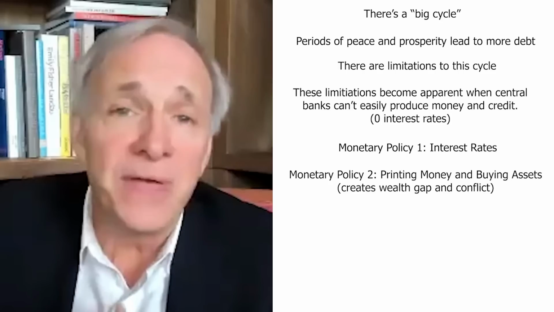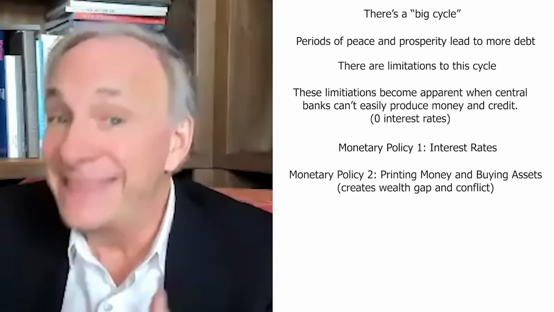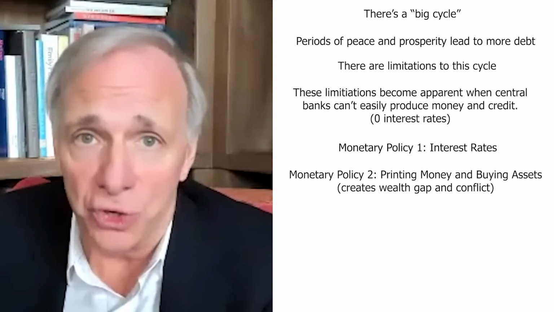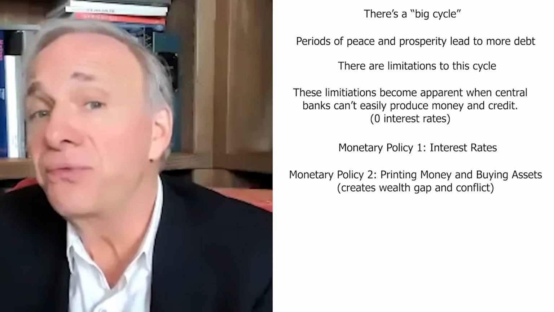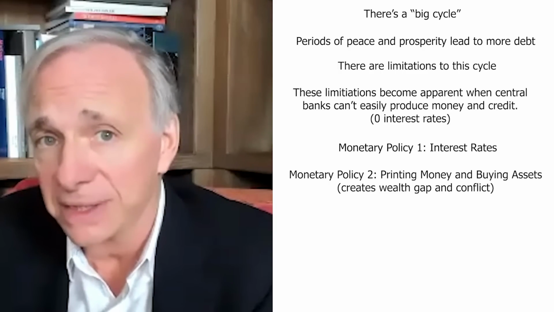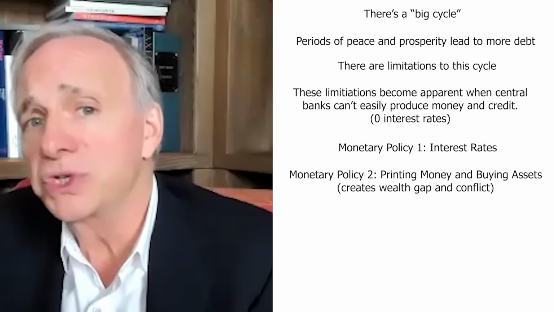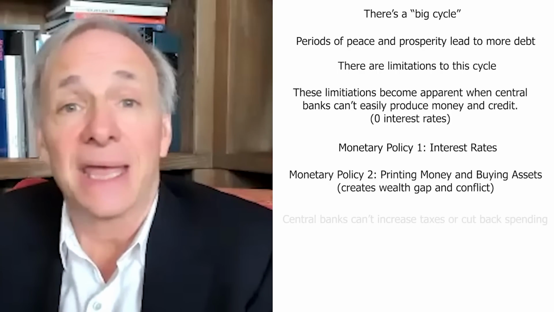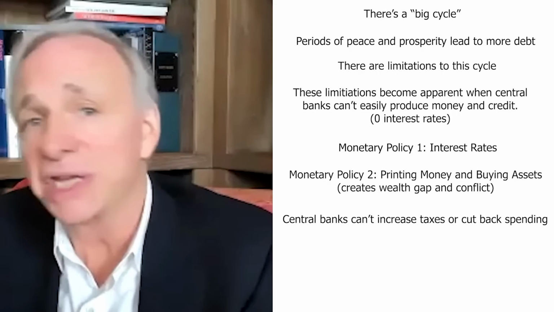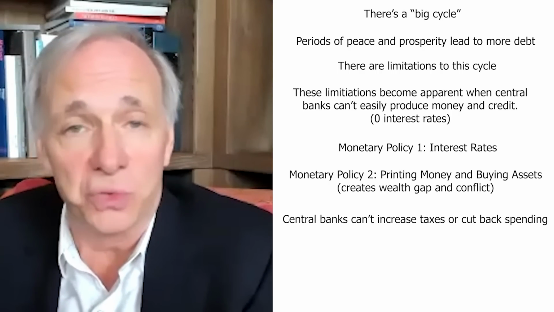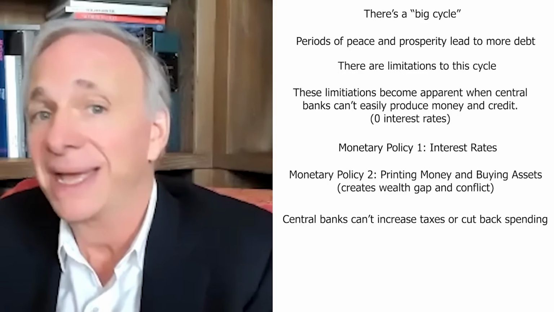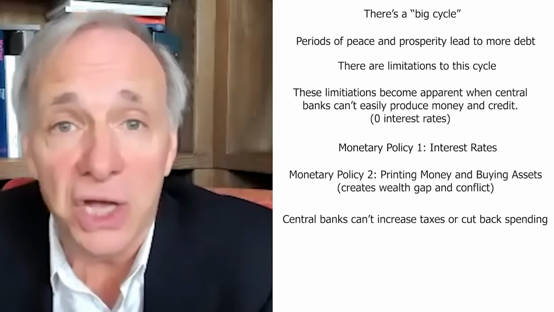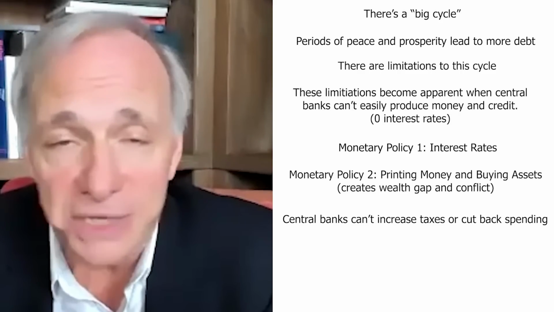And when you have that wider wealth gap, and then you have another downturn in an economy, that's a formula for a lot of conflict. And so that's what we see. So what does a central bank then do? If it taxes, it takes money out of the economy. That's not good. It's a problem. And if it cuts expenses, that's a problem.